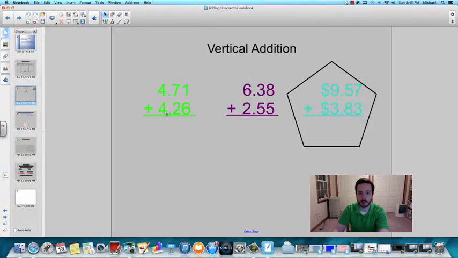Vertical addition, again, starts out very simple and easy. No problem, we can add these up. They have to remember to bring down the decimal point, and other than that, it stays the same. So two problems that we modeled for them. One they'd be asked to solve on their own.